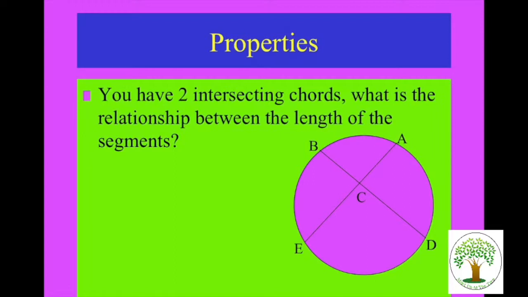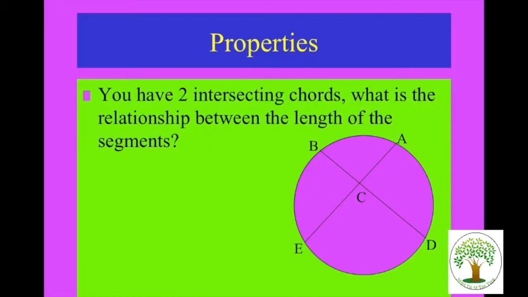All right, we have something we saw last time. Last time we used this, we actually tried to find the measures of the angles. Well, today we're going to be doing the lengths of the segments, and there are some relationships with these segments, and let's talk about them. It says here you have two intersecting chords. What is the relationship between the lengths of their segments?